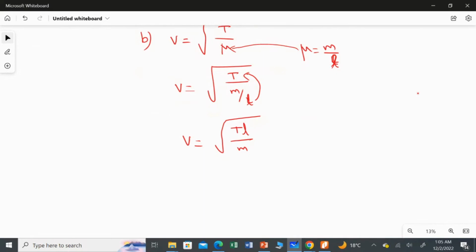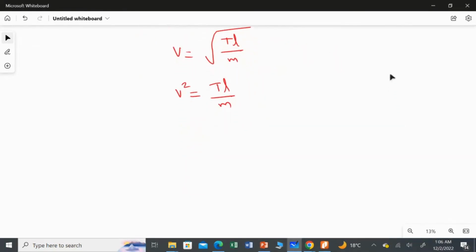And we are going to find the tension. So I have to take square, squaring both the left hand side and the right hand side. By that this becomes V square, and right side becomes TL over M. So I have to rearrange this equation in terms of tension. Therefore tension is equal to mass multiplied by V square over the length of the string.